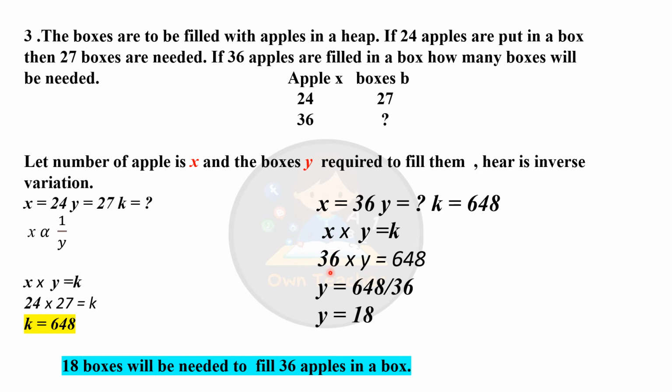Value of X is 36 and value of K is 648. So we will divide 648 by 36. After dividing, we get the value of Y, that is 18. That means we need 18 boxes.